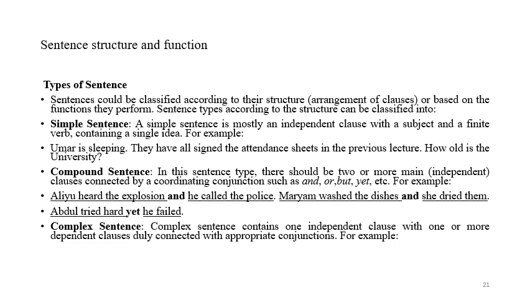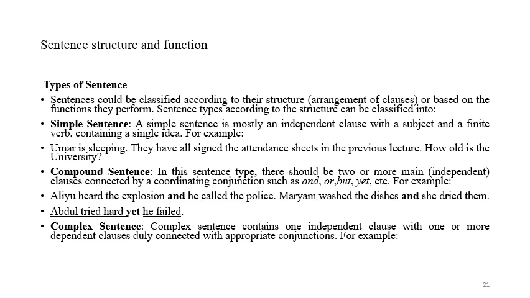Next is the compound sentence. A compound sentence is a sentence that has two main clauses connected by coordinating conjunctions such as and, or, but, yet, and so on. I came to school but did not learn anything. But here is a coordinating conjunction joining I came to school and I did not learn anything.